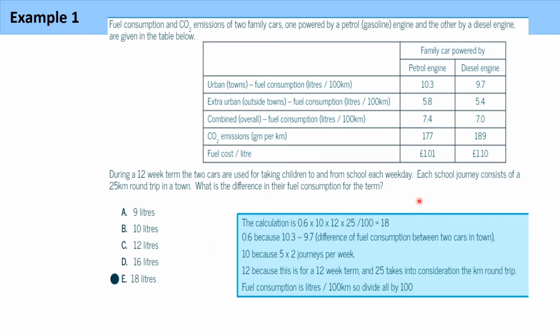And just have a look for the details as well in the question. So for example, let's say if you missed the section that said to and from school each day, you'd forget to multiply it by 2 and you'd probably get 9 liters as your answer. So often the mistakes that you can make are by missing out the details in the question.